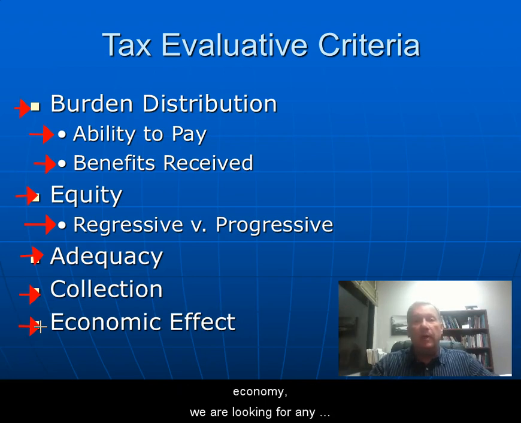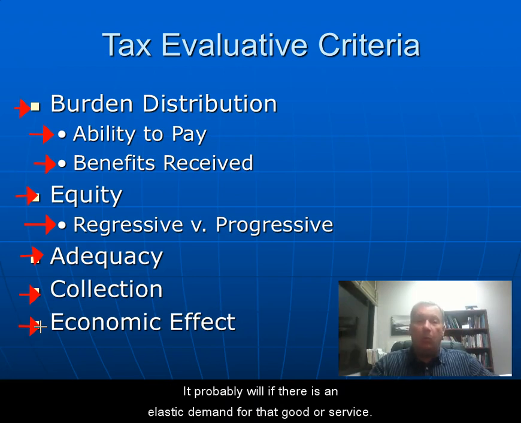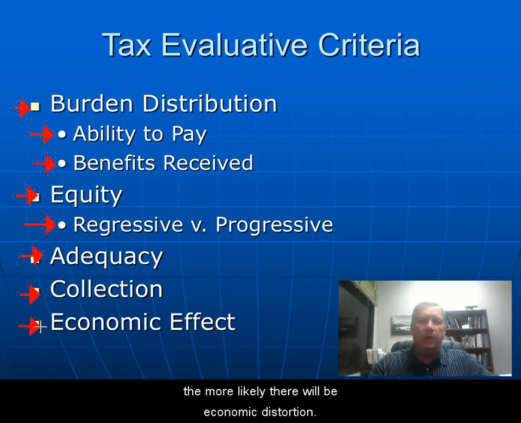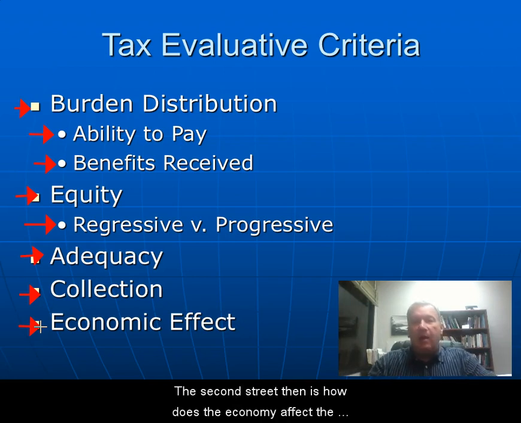What we're looking for here is any evidence of economic distortion. So does increasing the sales tax distort economic activity? Well, it probably will if it's a very elastic type of demand for that good or that service. So the more elastic demand for a good, the more likely there will be economic distortion. The second street then is, how does the economy affect the tax? So how do fluctuations in the economy affect the amount of tax revenue we're generating?